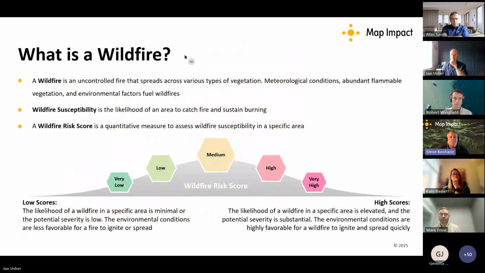Won't go over this in detail, but there's a definition there of what is a wildfire, how we ascribe that. Lots of incidents this year in the UK, record year. We now have a wildfire season.